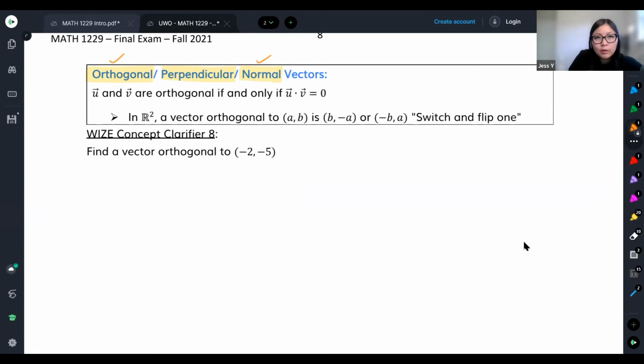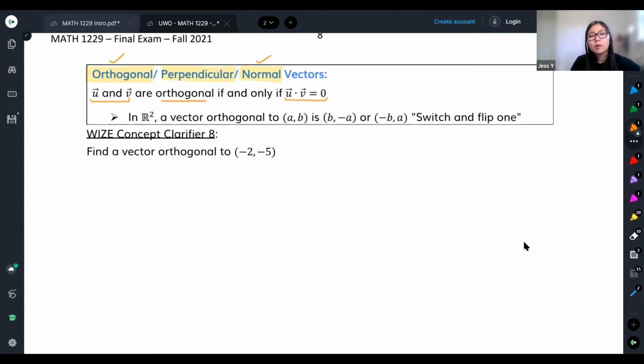So what do we know about orthogonal vectors? Well, u and v are orthogonal if and only if the dot product is 0. That means that if the question tells you u and v are orthogonal, the dot product's going to be 0. Or if they tell you, hey, the dot product is 0, then you know that they are orthogonal, okay? So one of the biggest applications we'll see later on as well is to check if two vectors are orthogonal. You check to see if the dot product is 0.